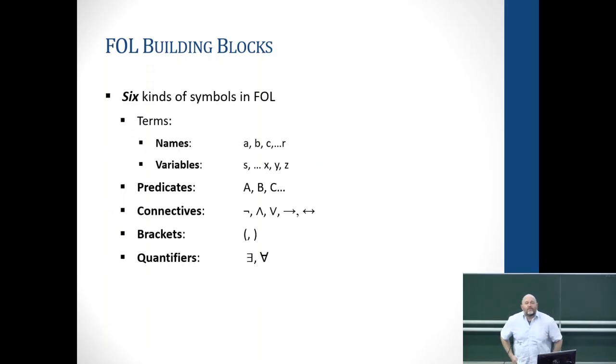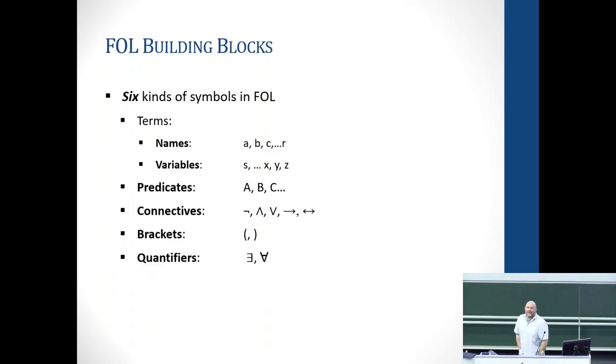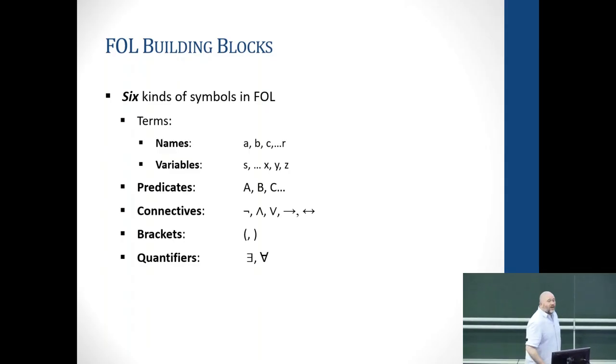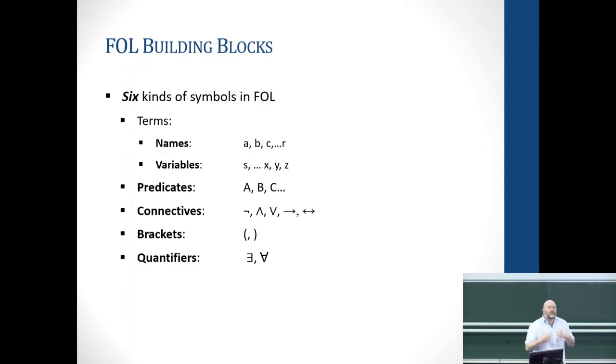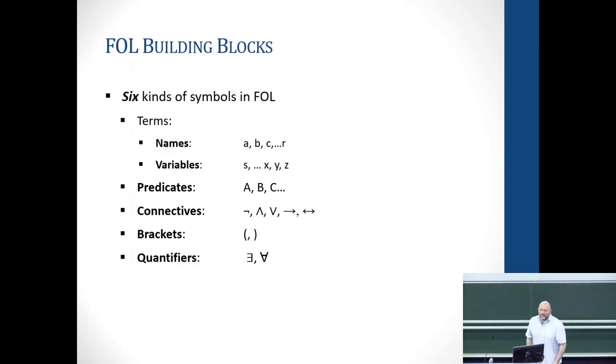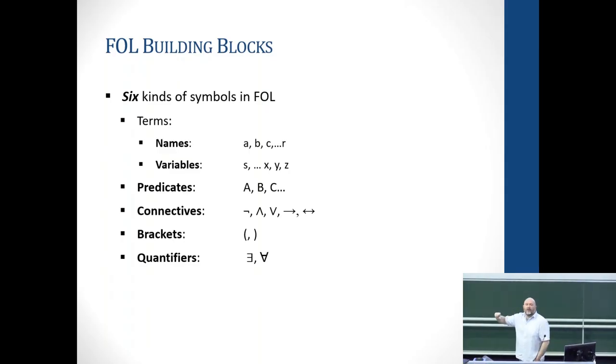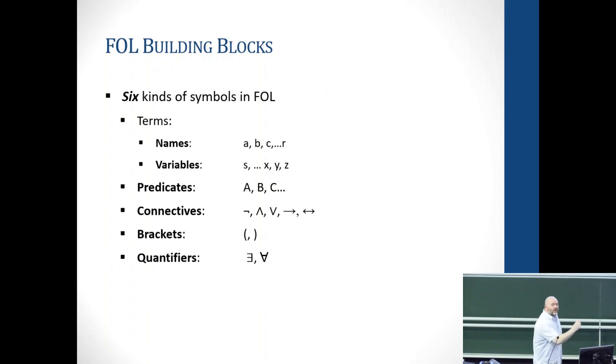So how does it do that? FOL is going to have 6 kinds of symbols as its constitutive elements. First, we're going to have what we'll call terms, and terms come in 2 types. We'll have names, which are lowercase letters, A through R, and we'll have variables, which are lowercase letters, S through Z, or Z, if you're North American.